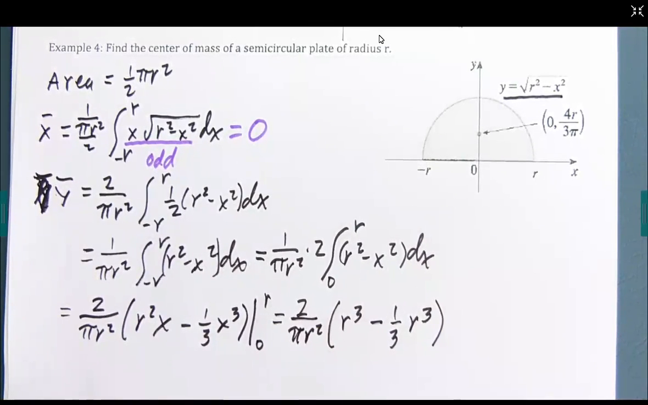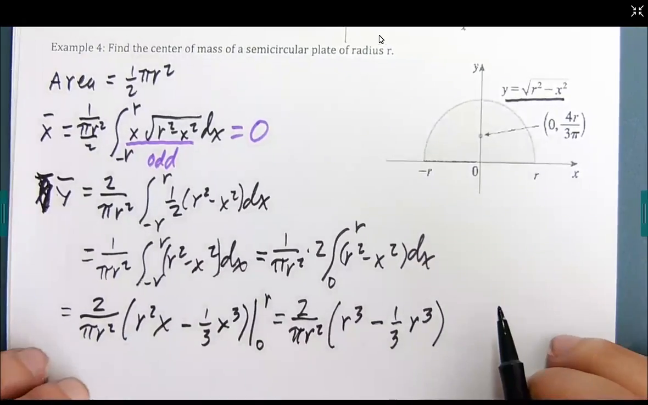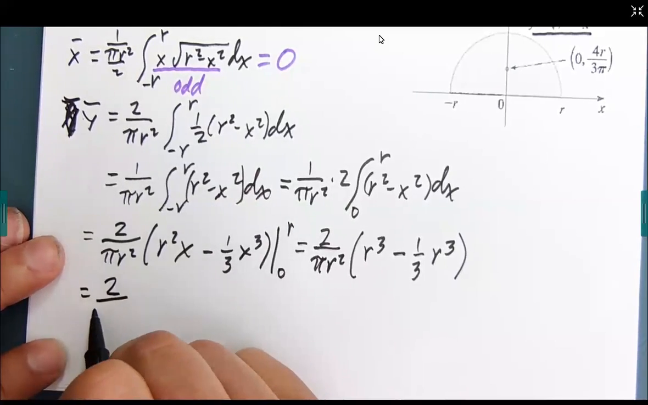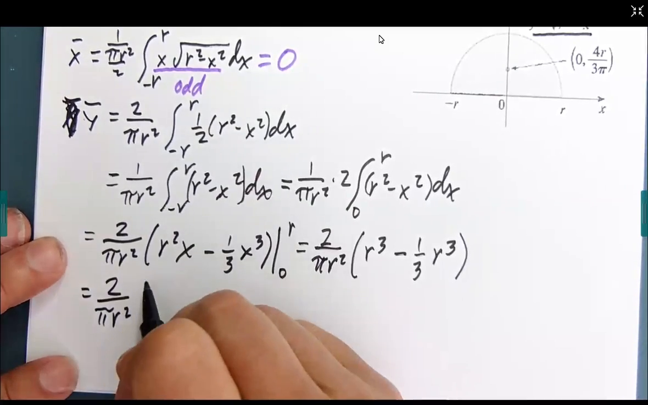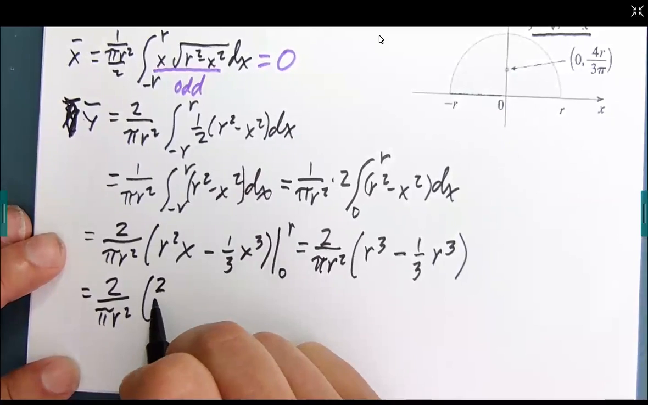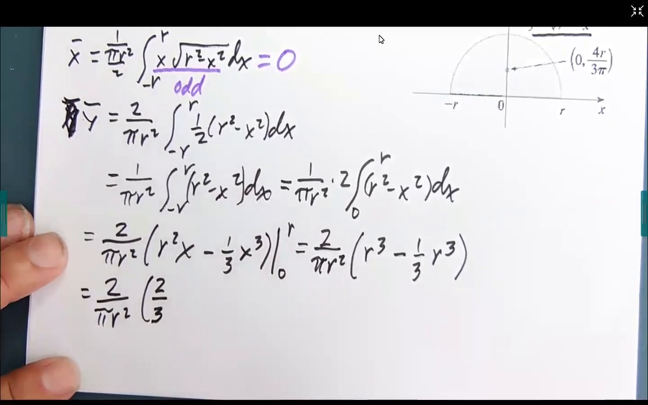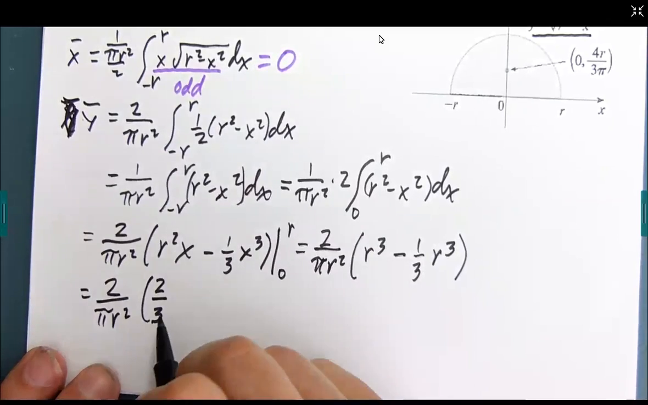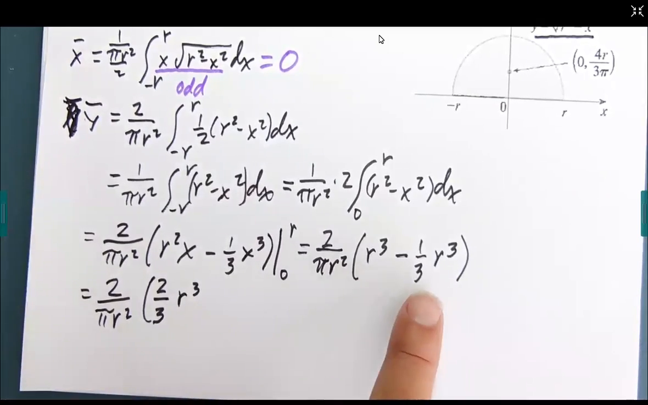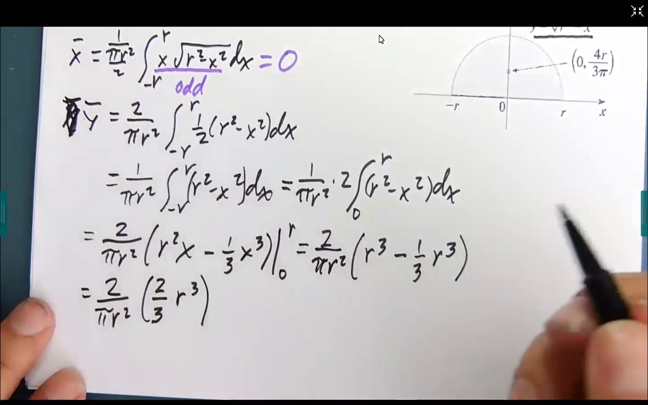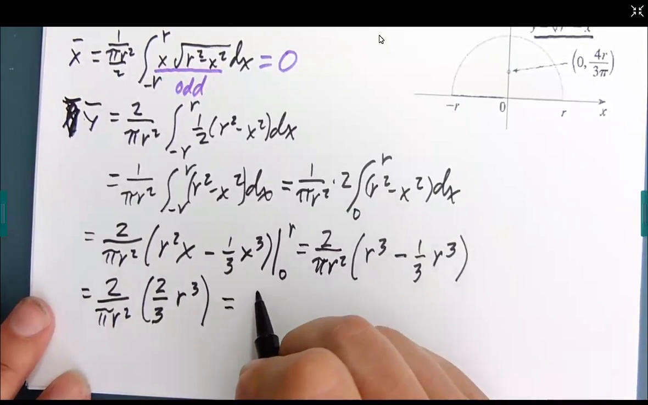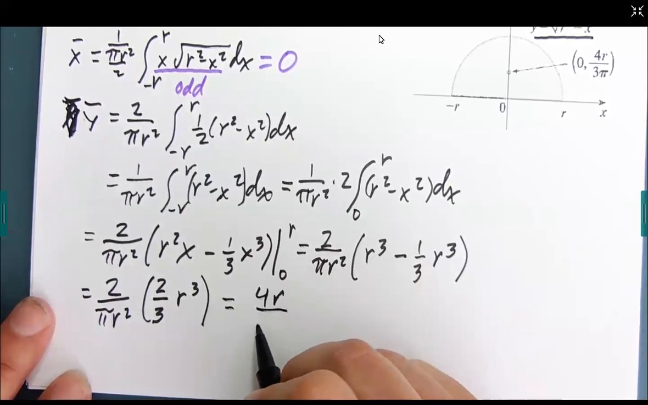And I can see, if I get a common denominator here, you get 2 over pi r squared times 2/3 r cubed. That's just doing 1 minus 1/3 is 2/3. And cleaning that up a bit, I'm going to get 4. Now notice all but one of the r's reduce out. 4r over 3 pi.